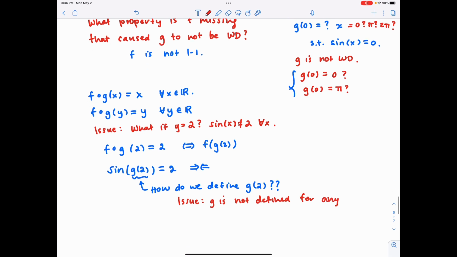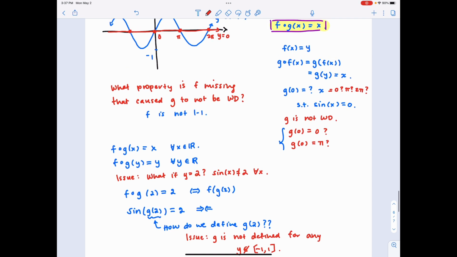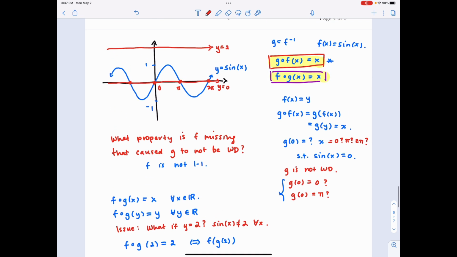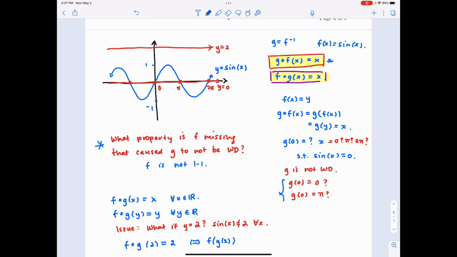And it's not defined for any Y that's not between -1 and 1. In particular, it's not defined for 2 in this example that we just looked at. So coming back up here, we can ask ourselves, what went wrong with our function? When we were taking a look at this before, from the perspective of that first proof we did, we asked the question, what property is F missing that caused G to not be well defined? I can ask a similar question, what property is F missing that caused G to not be defined?